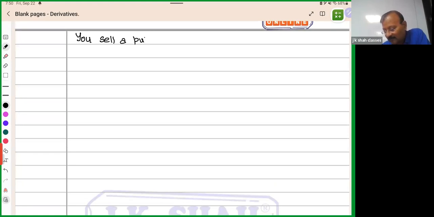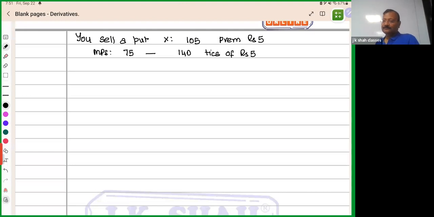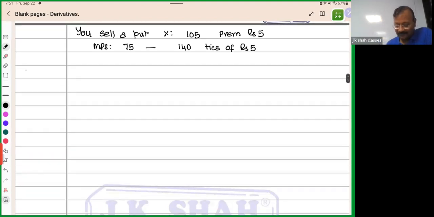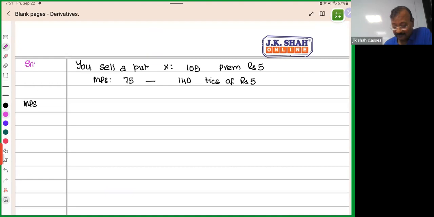Let's take: you sell a put with a strike price of, let's say, 105. Premium, ₹5. Let's prepare the payoff for market price ranging from 75 to 140, in ticks of 5. Market price. Yes, this is a short put.